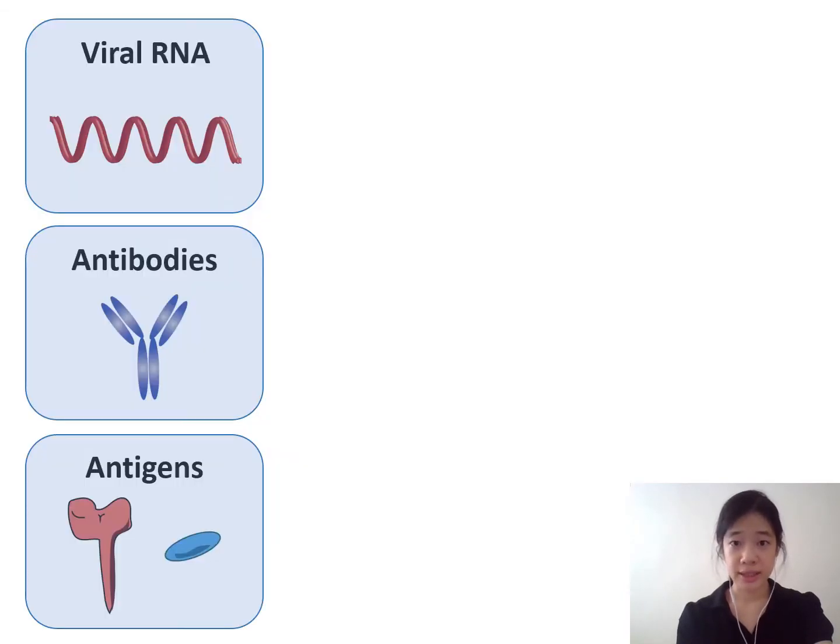Current COVID-19 tests can be broadly categorized into three types based on what they're measuring. The most commonly used test measures parts of the viral RNA. A second type of test measures the levels of antibodies that a person's body has produced against COVID-19. And finally, there are a growing number of antigen tests which measure the virus's proteins.